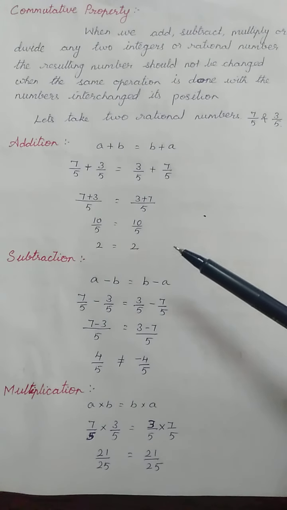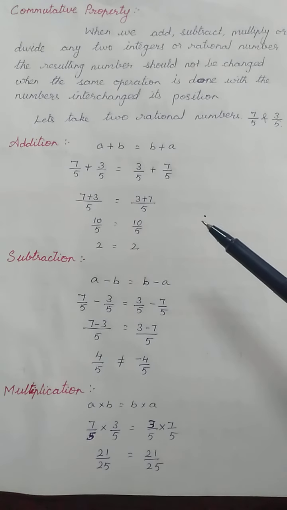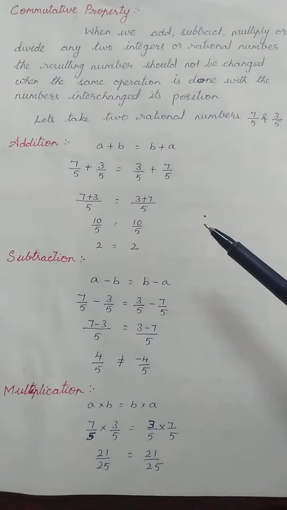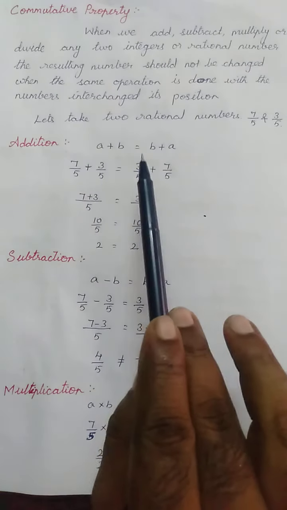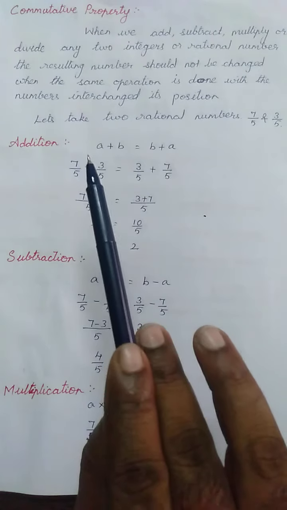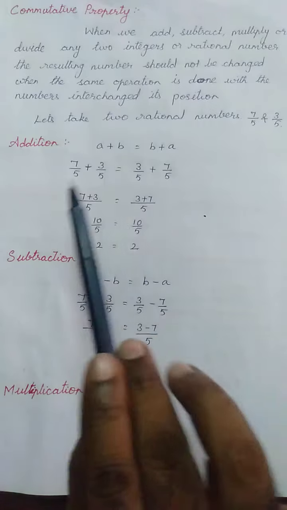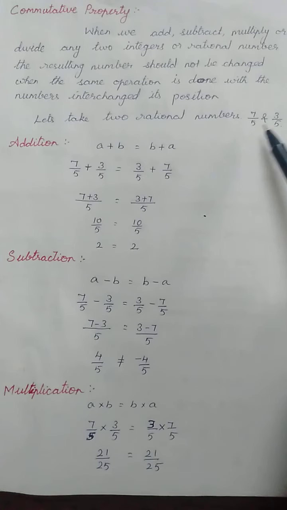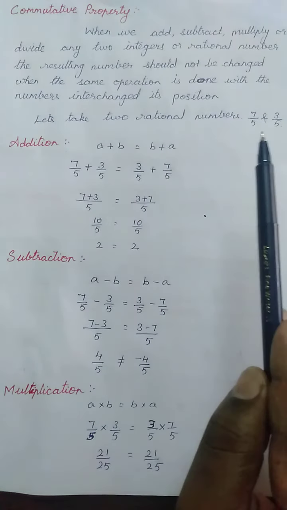Commutative property states that when we add, subtract, multiply or divide any two rational numbers, the resulting number should not be changed when the same operation is done with the numbers' positions interchanged. Let us check it out in addition, subtraction and multiplication with two numbers, 7 by 5 and 3 by 5. So what does it state? A plus B should be equal to B plus A.